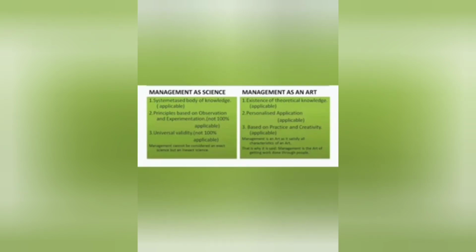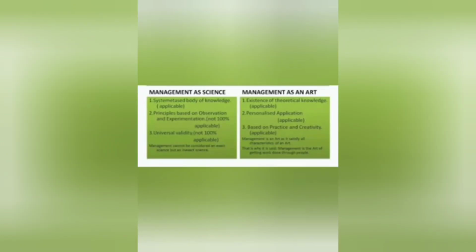Here you can understand that management is a science because of the systematized body of knowledge, where the theoretical knowledge and principles are based on observation and experimentation. That is why it is science. And the personalized application comes under the category of art. Management is a science because it has universal validity. When you go to Japan or China, the way of management might be different, but the principles of management will be the same. So management cannot be considered an exact science, but an inexact science.